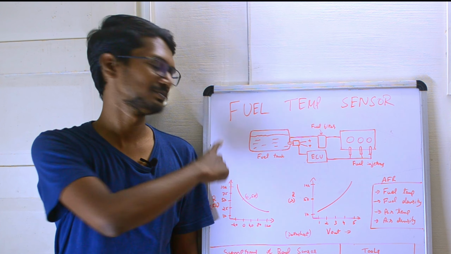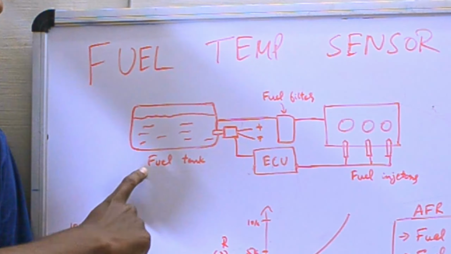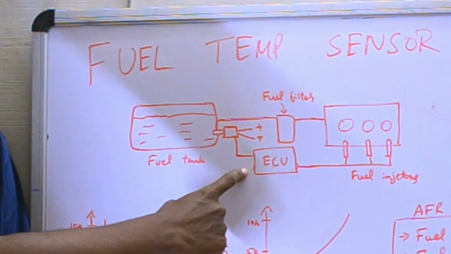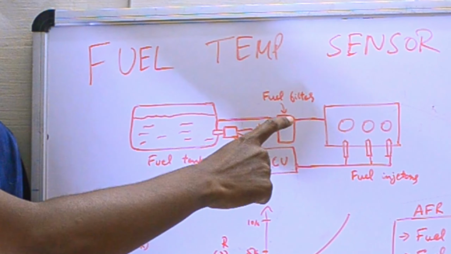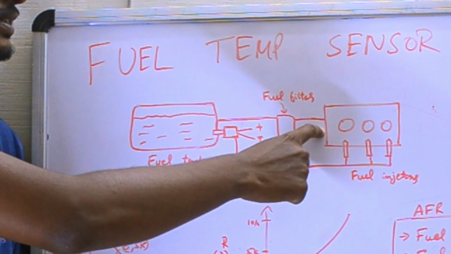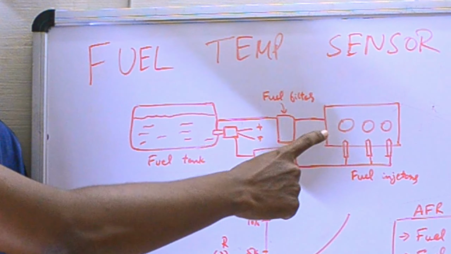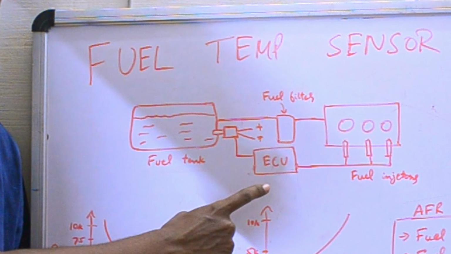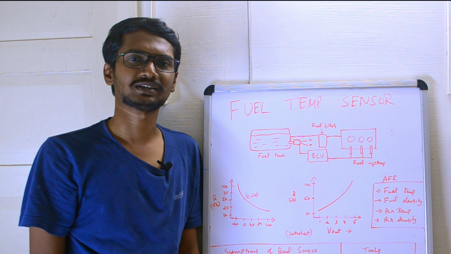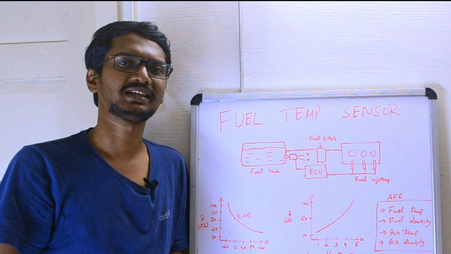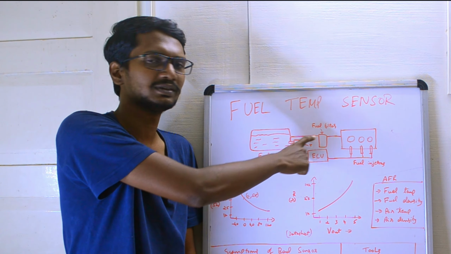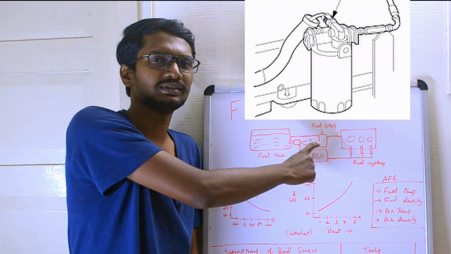A few inches later. First, let's understand this block diagram. Here we have fuel tank and this is fuel temperature sensor which is connected to ECU. This is a fuel filter to remove impurities from the fuel, and this is a 3-cylinder engine with spark plug and fuel injectors. Fuel injectors and spark plugs are controlled by ECU. When it comes to the location of fuel temperature sensor, it can be either found in the fuel tank along with the fuel pump, or it can be on the fuel lines or along with the fuel filter.